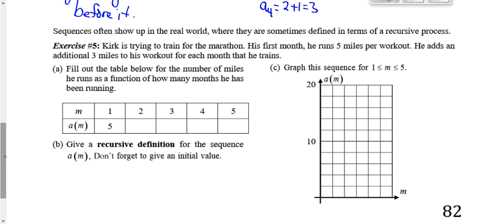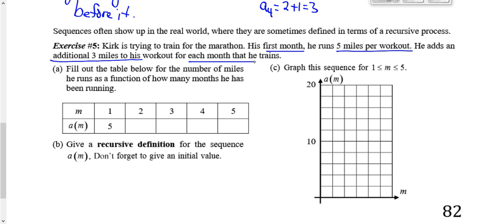Exercise 5. Kirk is trying to train for a marathon. Let's see if this looks like a sequence. His first month, 30 days. Does that sound like the first place in line for a sequence? He runs 5 miles per workout. And then it sounds like a rule for each successive term, right? Then he's adding 2 miles per workout each month.